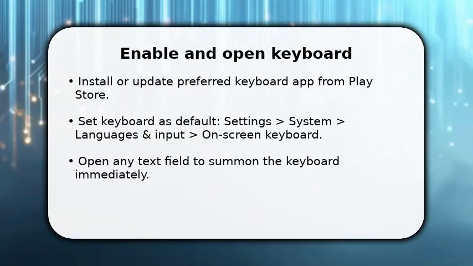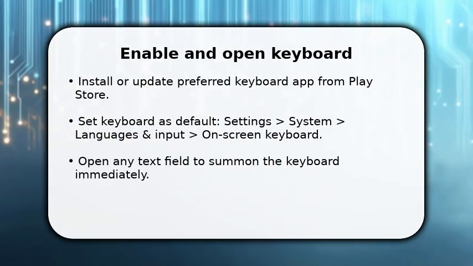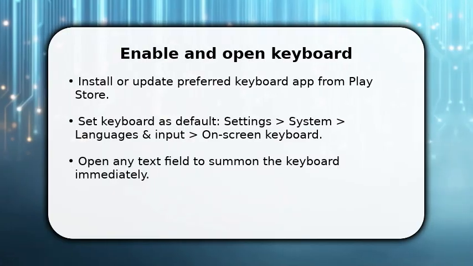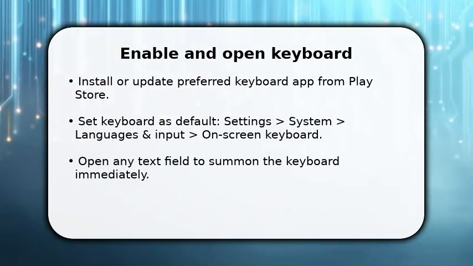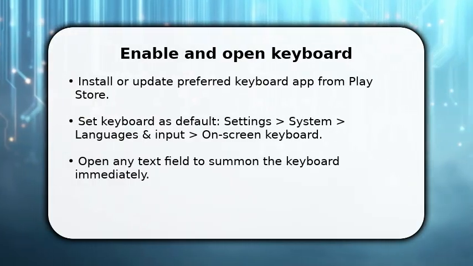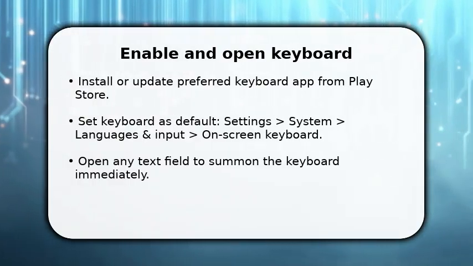You start by making the keyboard available and selected. Open Settings, go to Language and Input, and enable your preferred keyboard. Once enabled, choose it as the default so the system uses it. Then open a message, notes, or search field to force the keyboard to appear.